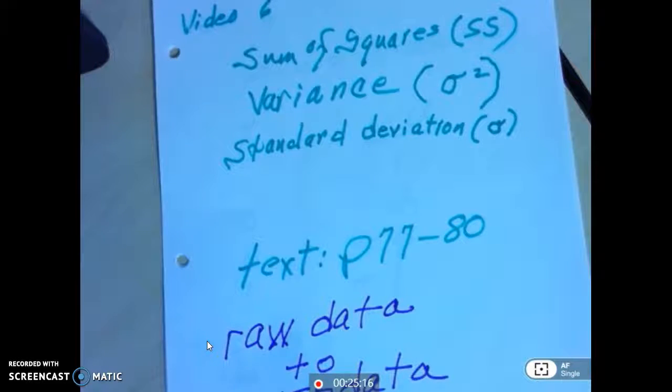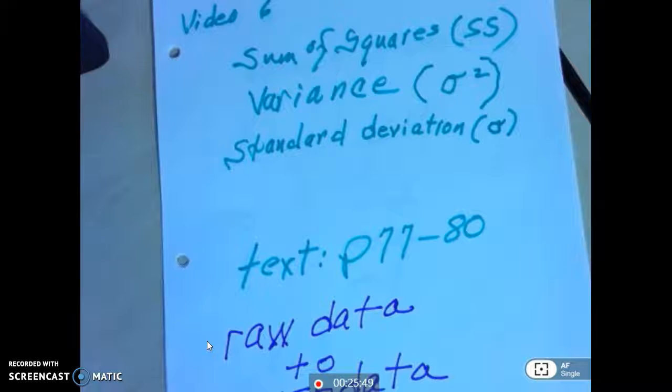But today, we're going to be starting on the sum of squares, variance, and standard deviation. Now, your text on pages 77 to 80 covers this material also. And your text takes a little bit different approach. It explains it in a verbal sense that I kind of enjoy reading through, particularly if you go back and forth between the text and video.